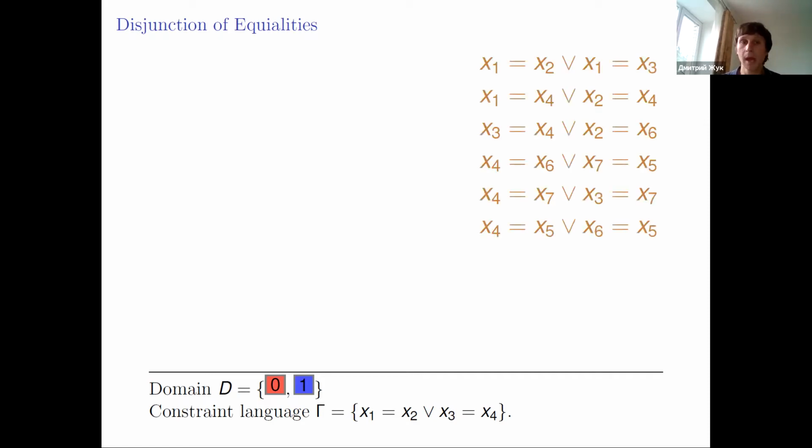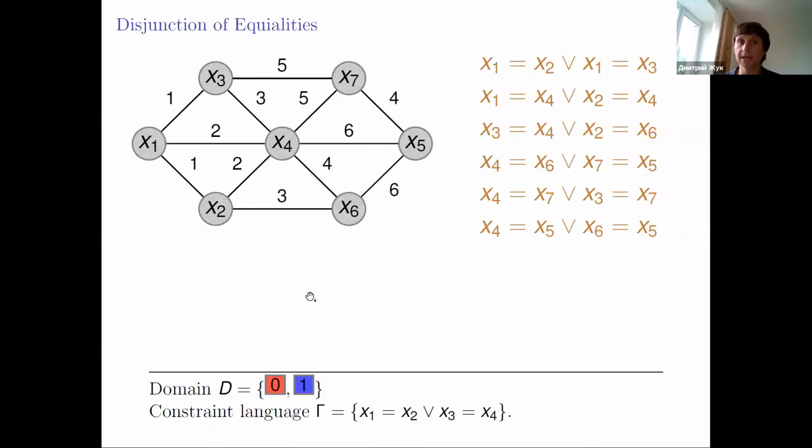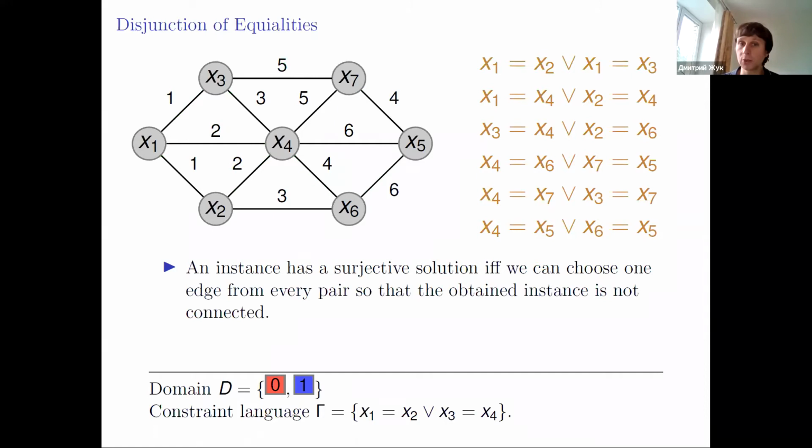And again, we can draw this instance on a picture as a graph. But this time, instead of edges, we have pairs of edges. So you see, we have pairs of edges corresponding to every constraint. An instance has a surjective solution if and only if we can choose one edge from every pair so that the obtained graph is not connected. So we need to choose one edge from every pair of edges so that the graph wasn't connected.